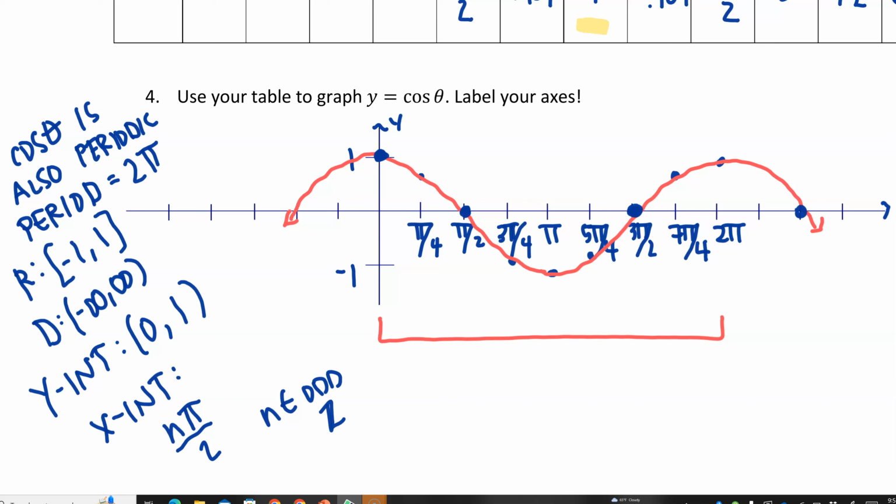Or you could just add pi to it. Is that how you would write that? N pi over 2 plus pi over 2, or n pi? Because if n was 1, it won't be here, right? But it will be if you add a pi over 2. I think we'll say n pi over 2 plus pi over 2, right?